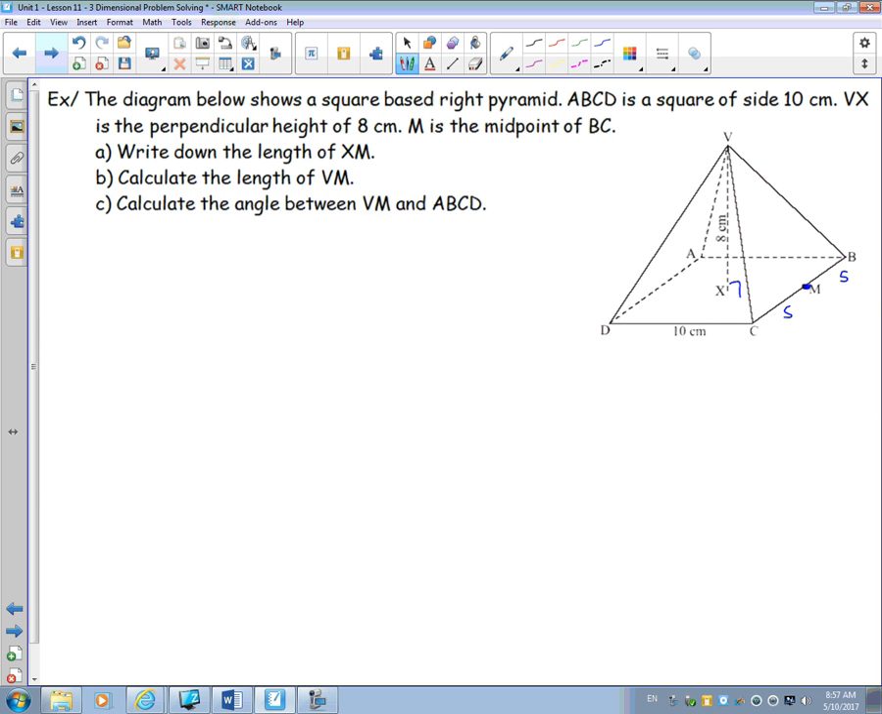Write down the length of XM. How far is it from here to there? Well, if X is in the middle and M is on the side, then XM has to be 5 centimeters, halfway.